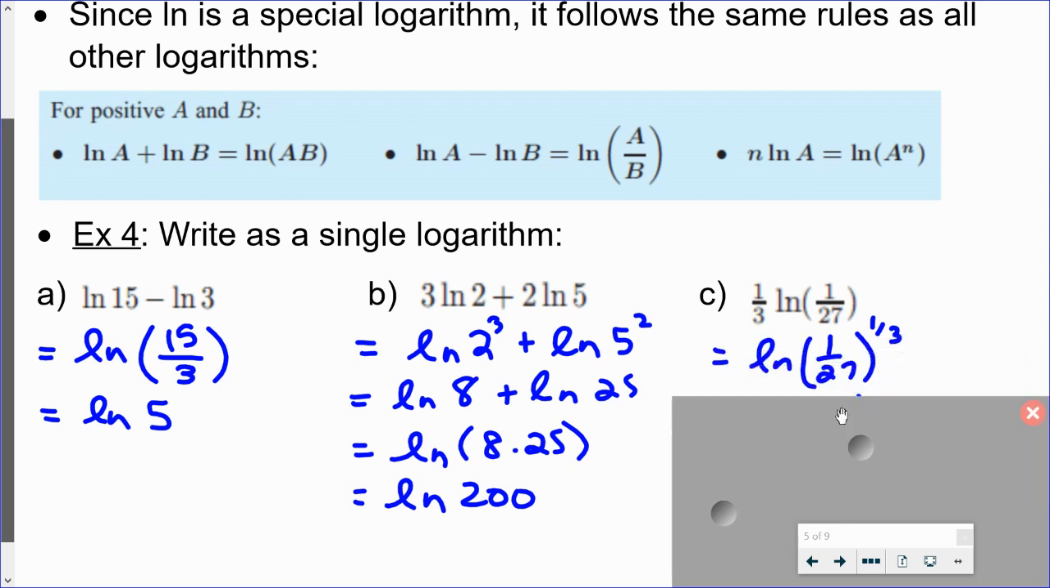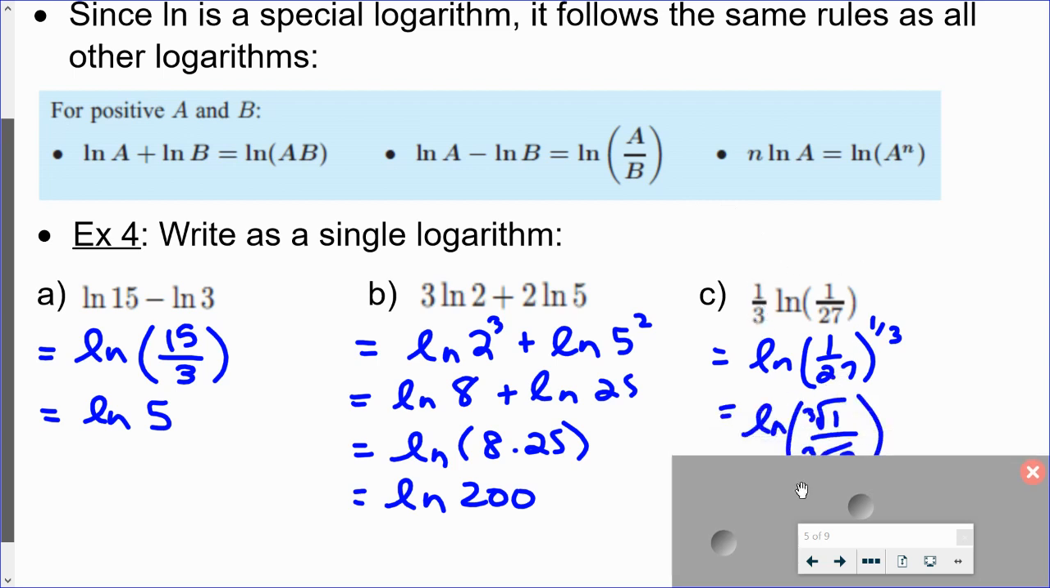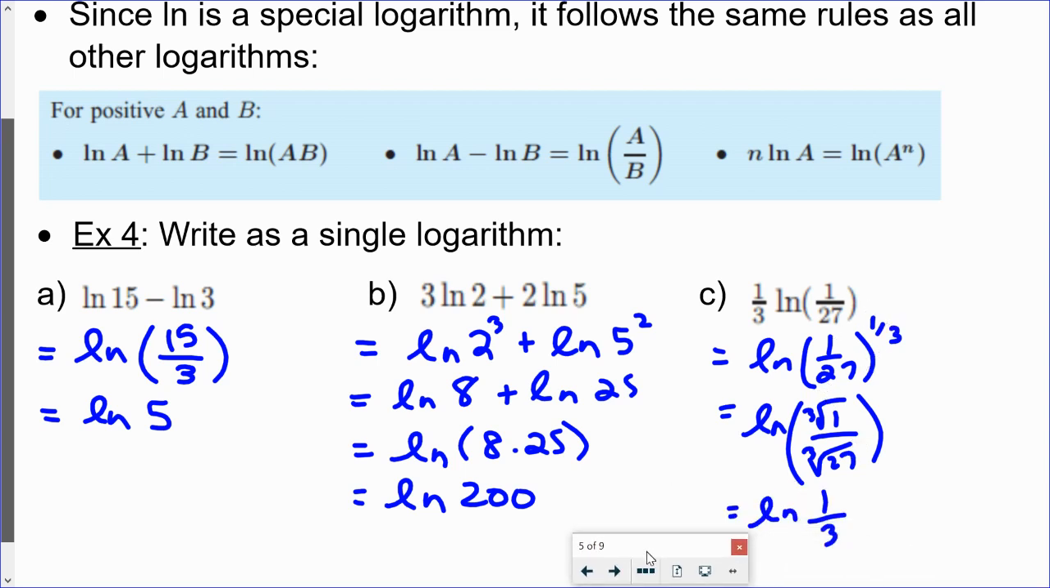And last here, same idea. I'm going to follow this law. I'm going to take this factor, raise it up as an exponent. I'm going to simplify this by applying that 1/3 to both the numerator and denominator. And that's going to give me the ln of 1/3.